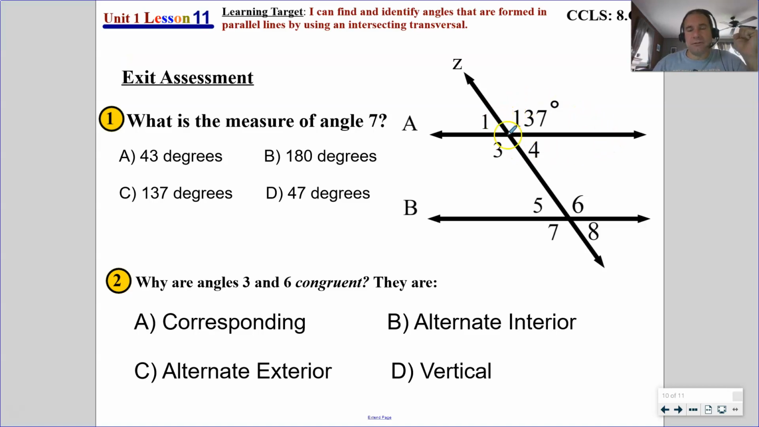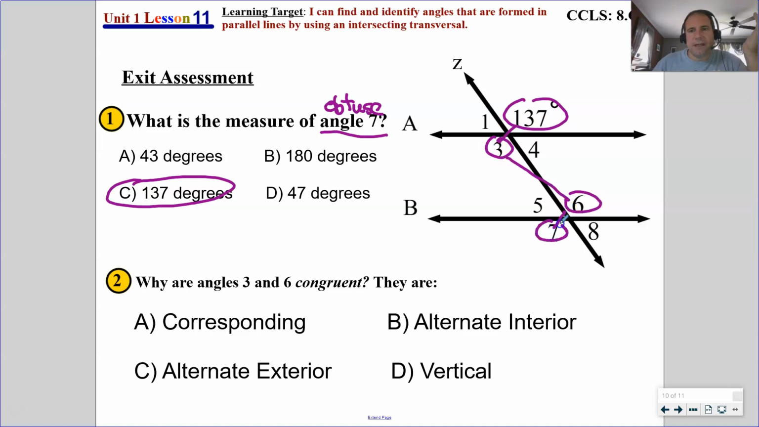Well, I am going to look at this. I'm not going to draw a crisscross. This is an obtuse angle. I'm going to look at 7. 7's obtuse also. It has to be the same. Two obtuse angles are equal. You could do the crisscross like this. And if they are circled, that means they are equal to each other.